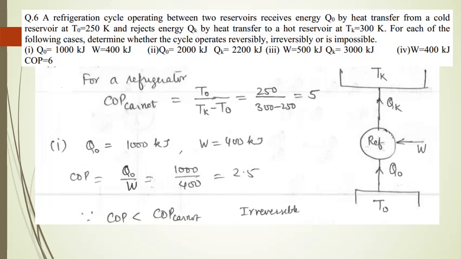Now first case, Q0 is equal to 1000 kilojoule and W is equal to 400 kilojoule. Now from the energy parameters, we compute the value of COP, and that comes out to be 2.5, as COP is equal to Q0 upon W. Because COP is less than the Carnot COP, it is the case of an irreversible refrigerator.